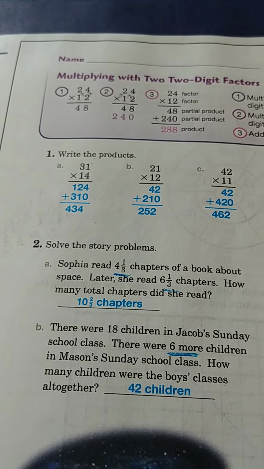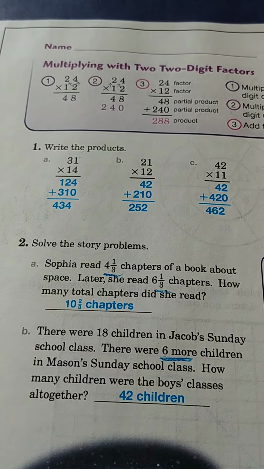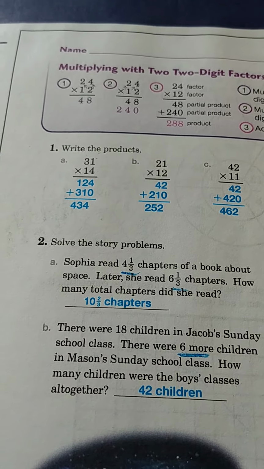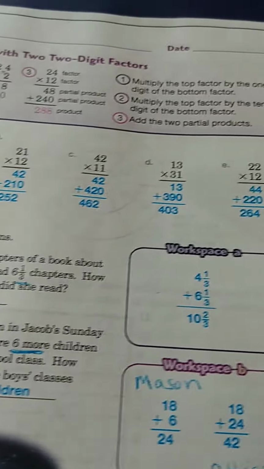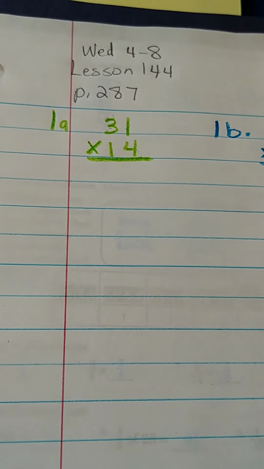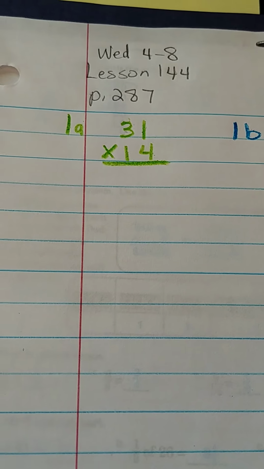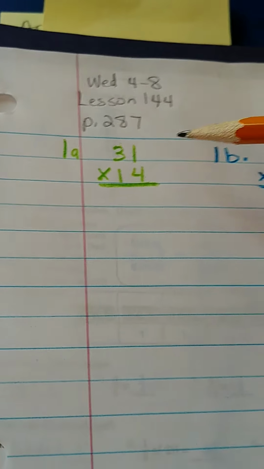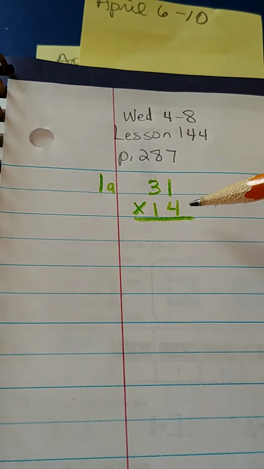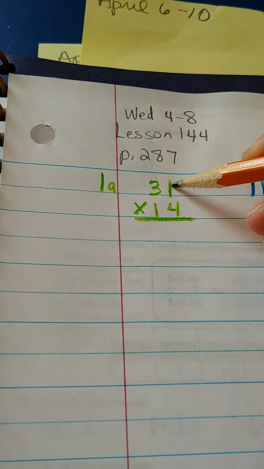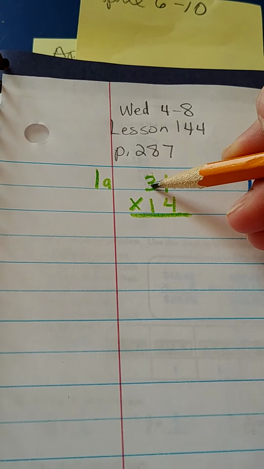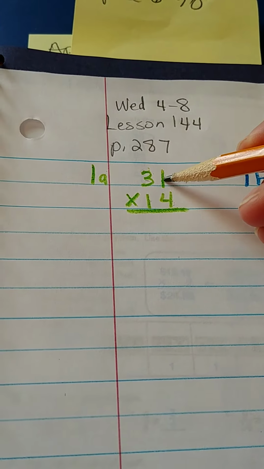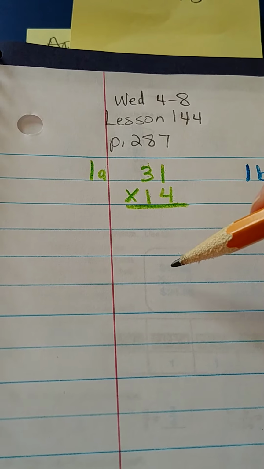All right, this will begin with multiplying. So we have 2-digit multiplying. We've gone over this briefly, but not a whole lot, so I'm going to work on this first problem with you. So it's lesson 144, page 287. So we have 31 times 14, okay? All right, so we will multiply this one times this one, and then this times this, then drop a 0, 1 times 1, 1 times 3, and add it up.